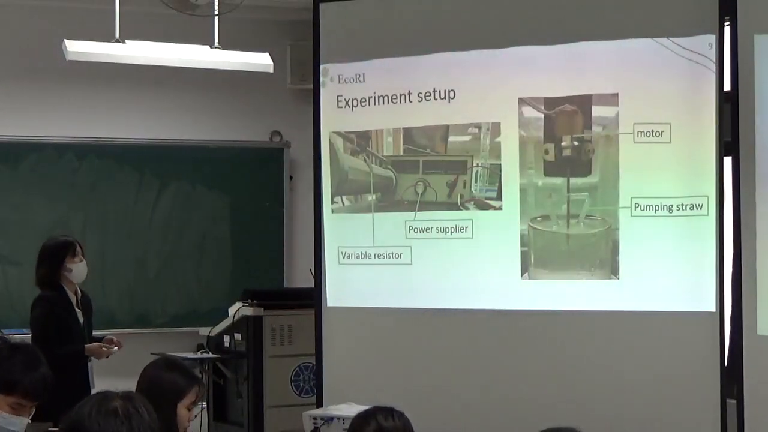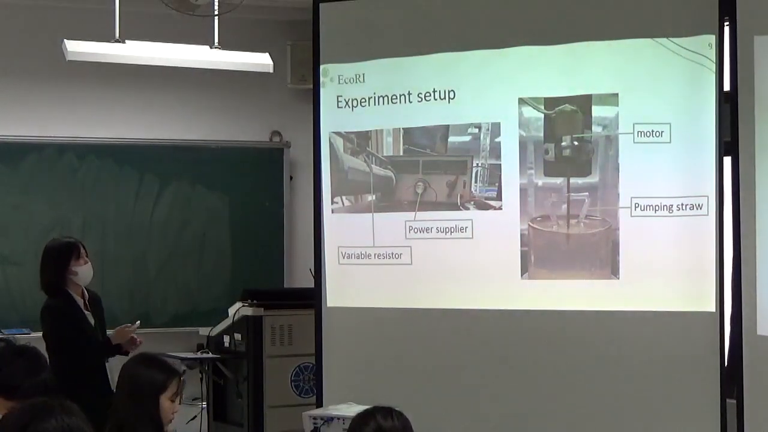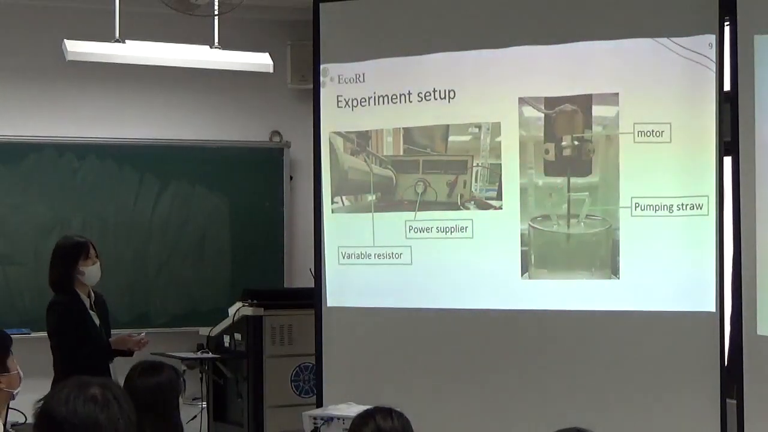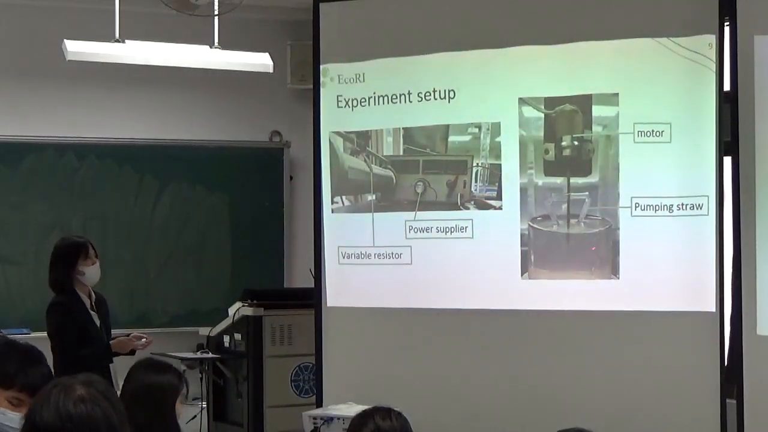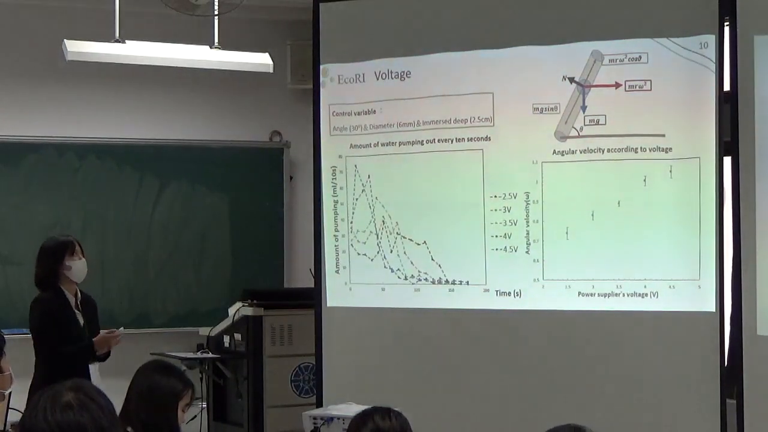And here is our experimental setup. We use a variable resistor and connect the power supply and motor to let the pumping straw keep rotating. And that is our pumping straw. And here is the data when we change the voltage.